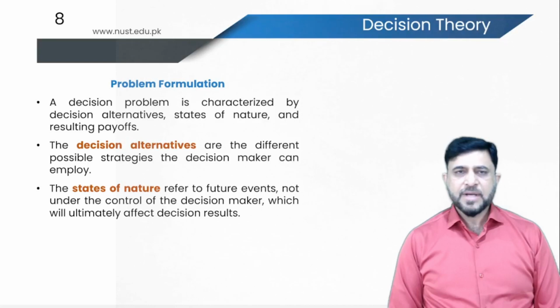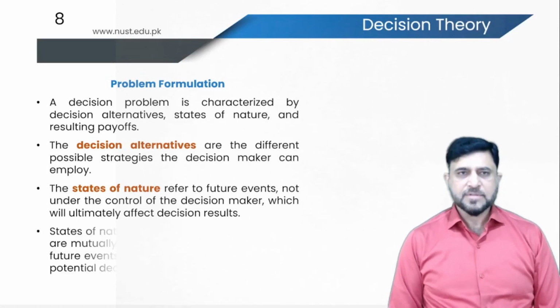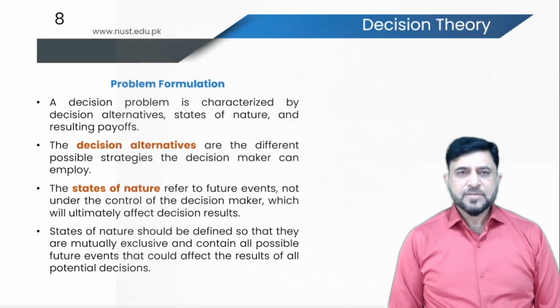And what are the states of nature? They refer to future events not under the control of decision maker, which will ultimately affect decision results. So states of nature are basically future events, natural future events. And states of nature should be defined so that they are mutually exclusive and contain all possible future events that could affect the results of all potential decisions.